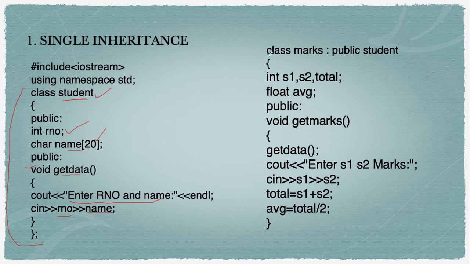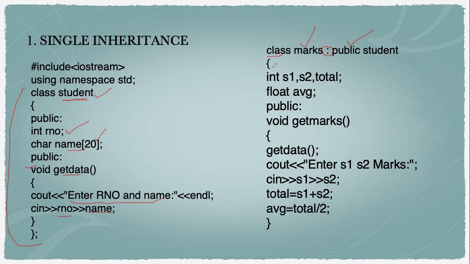Now I have created another class called marks. I want to use this marks class as a derived class of student. So here I have to specify the relationship with student using the colon. I have specified the relation with student, and the student class is going to be used in public mode. That means all the properties of the student class can be accessed in marks.